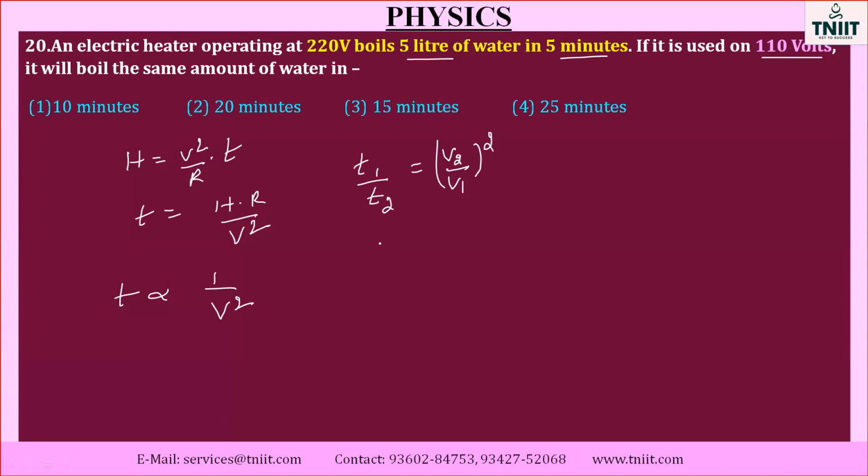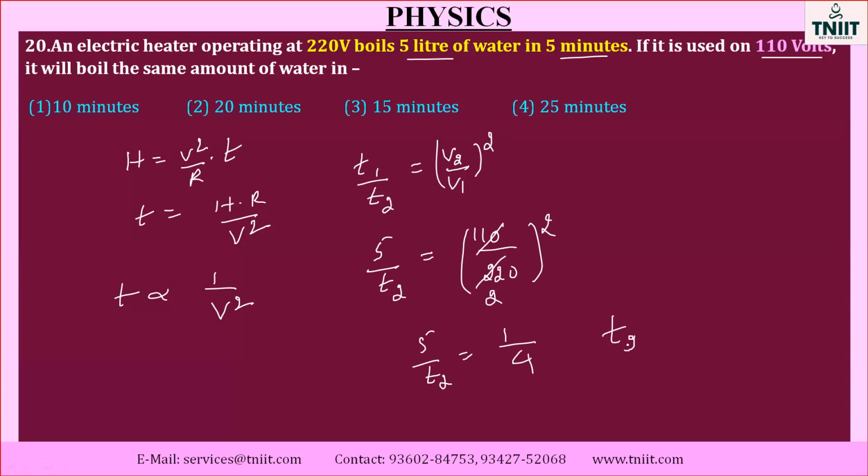So what is the first time? 5 minutes by T2. What is V2? 110 by 220 whole squared. So 5 by T2 value will be equal to 1 by 2 squared. 1 by 2 squared value will be 1 by 4. So on cross multiplication, T2 will be equal to 4 into 5. 4 5s are 20. So what will be the time taken for the second case? It is 20 minutes. So option 2 is the right answer.